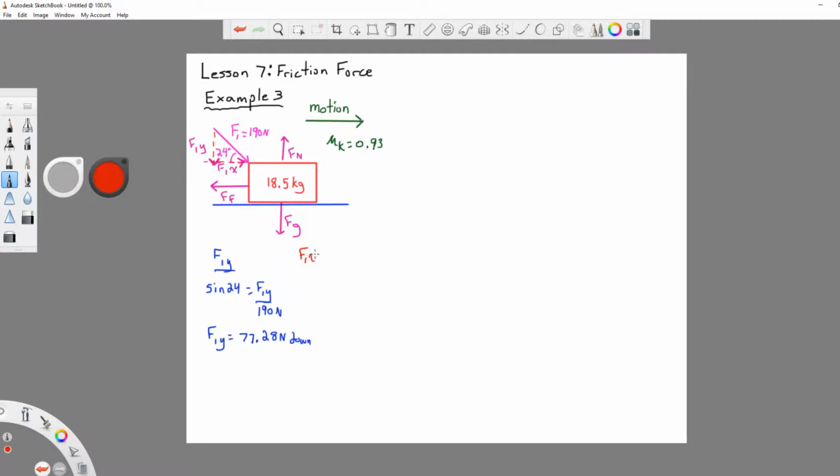F1x, almost the same situation, but it's going to be cos 24 is equal to F1x over 190 newtons. So F1x works out to 173.57 newtons, and that's to the right, so it's positive.